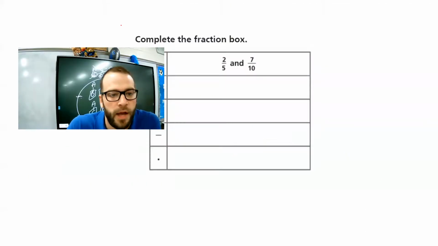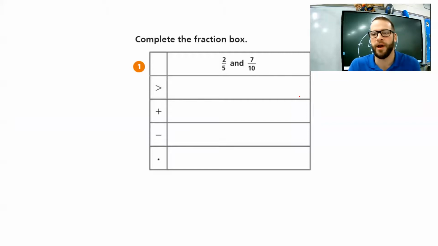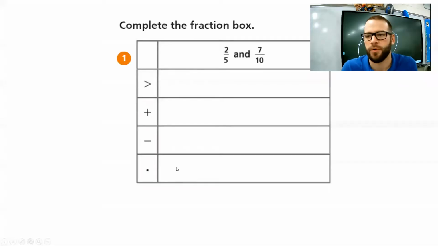Okay, let's move on. We are now going to compare these different things. So we're going to look at fractions. We're going to compare. We're going to add. We're going to subtract. We're going to multiply. So the first one, all right, what we're doing here is we're going to look at 2/5 and 7/10. We are going to compare them. We are going to add them. We're going to subtract them, and we're going to multiply them.